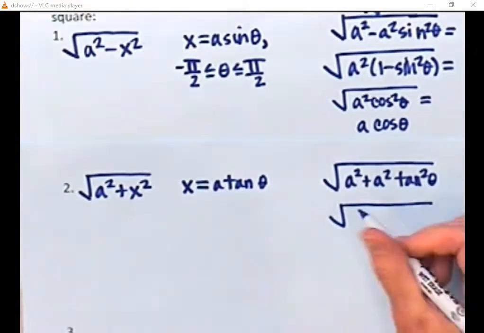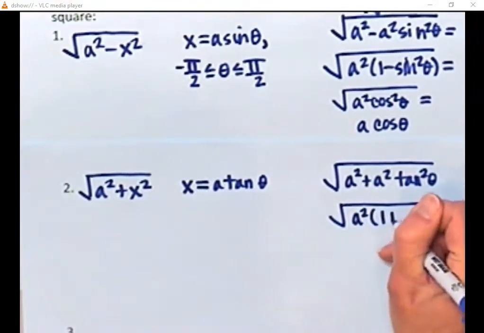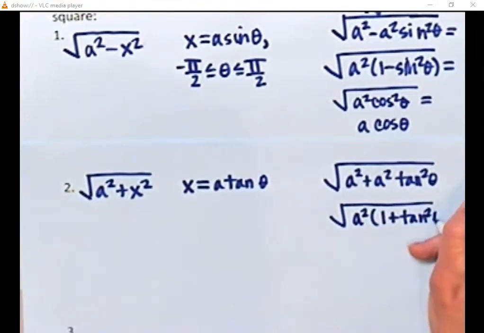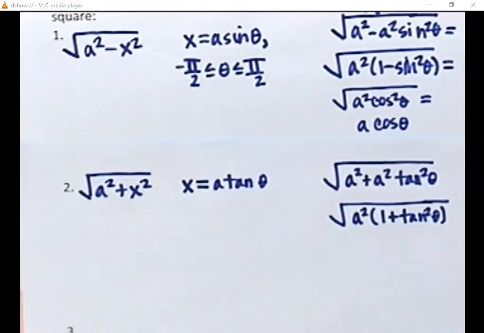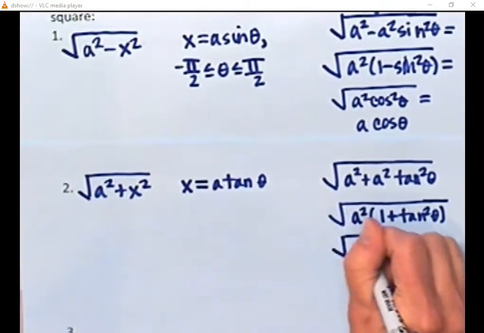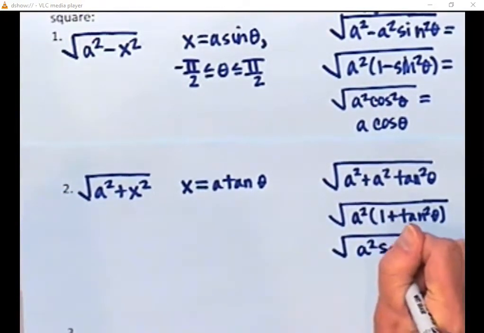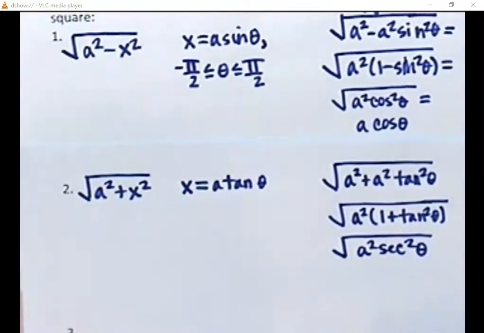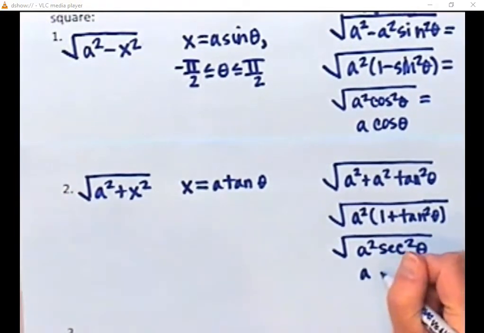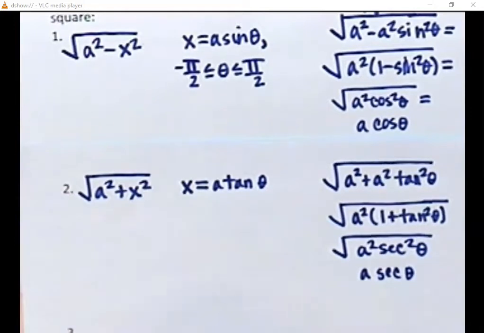And what will happen here? We'll factor out the a squared, right? And get 1 plus tangent squared theta. What can we replace 1 plus tangent squared with? Secant squared. So now I can replace that with secant squared, and then I can take the square root of both of those. I've made a perfect square. I can take the square root of both, and I get a secant theta. Technically the absolute value of secant, but I'll show you why we don't need to worry about that either.